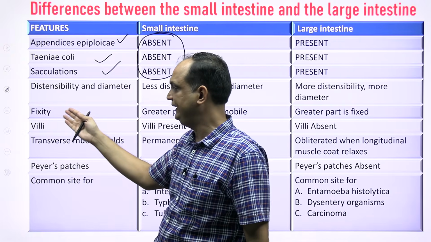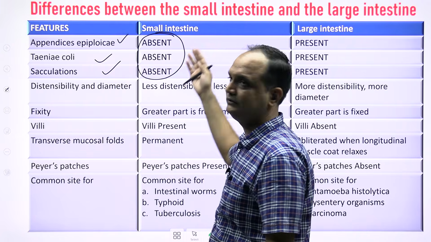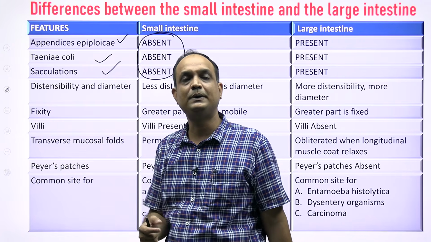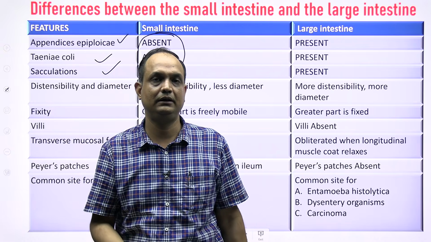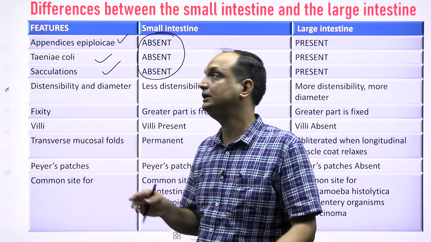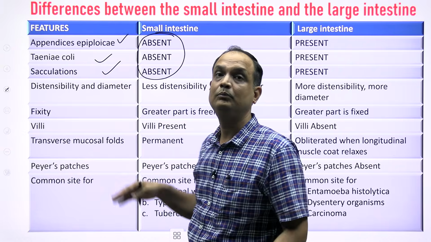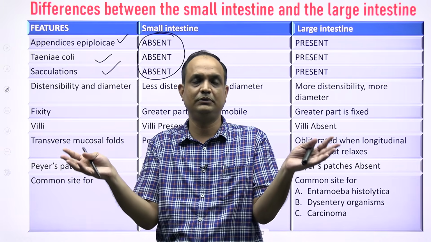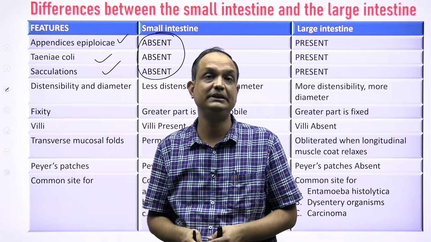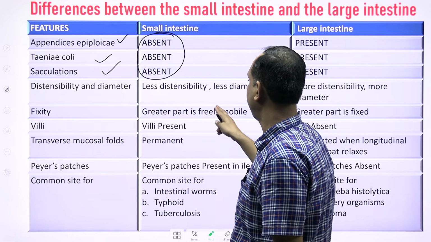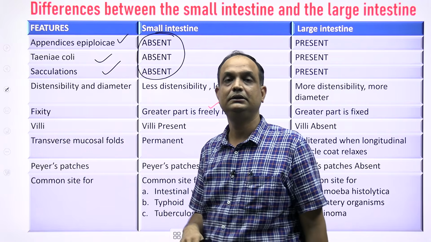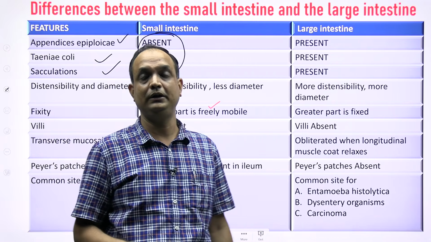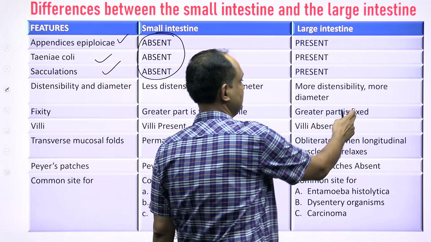When we talk about fixity, most of the small intestine has a mesentery. So most of the small intestine is movable because of the large area of the mesentery, and a greater part of it is freely movable. But when we talk about the large intestine, the major portion is retroperitoneal, so the major portion is fixed.